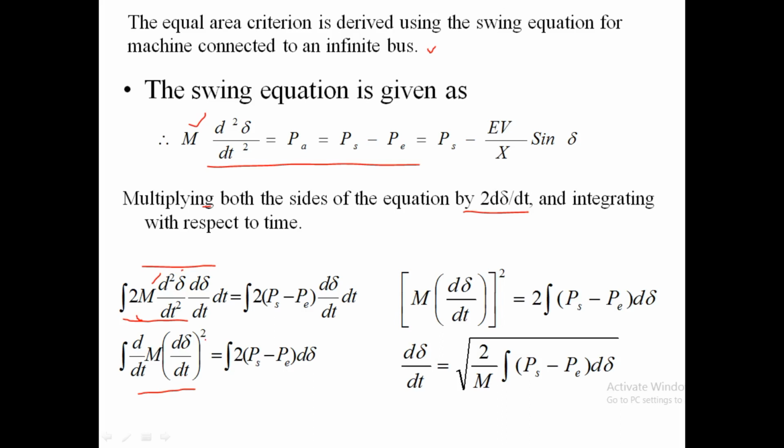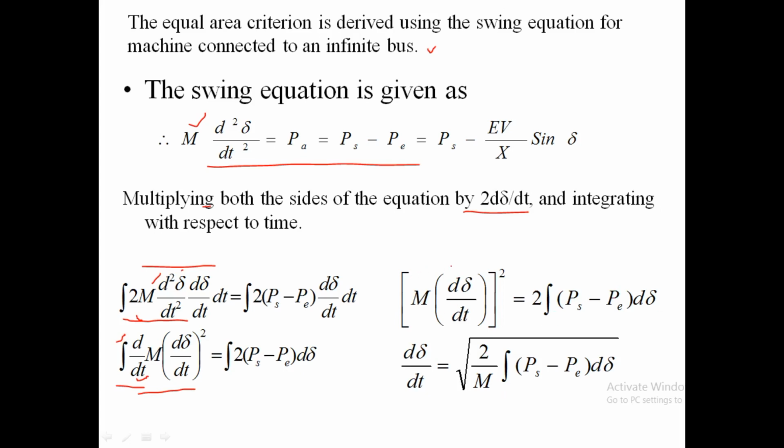What will be the answer? 2 dδ/dt, and this dδ/dt is differentiated again, giving d²δ/dt². So we get 2M d²δ/dt² into dδ/dt dt. So here there is an integration and a differentiation; if both come together, they cancel each other. So what will we get? M (dδ/dt)² is equal to 2 integral of (Ps minus Pe) dδ.